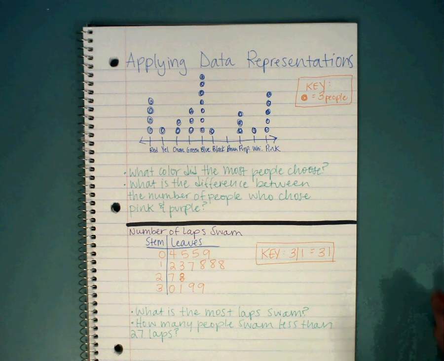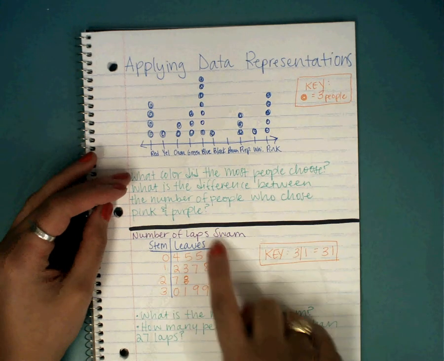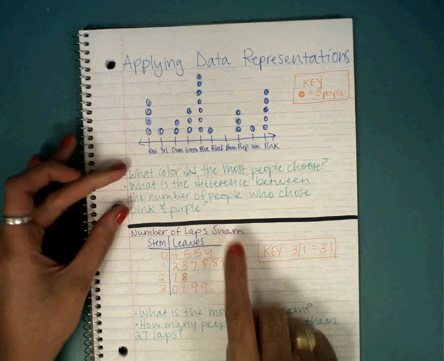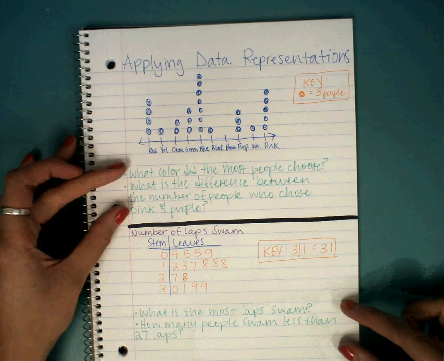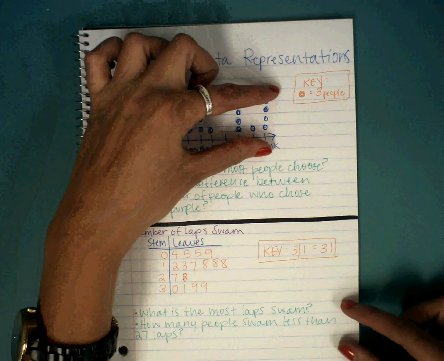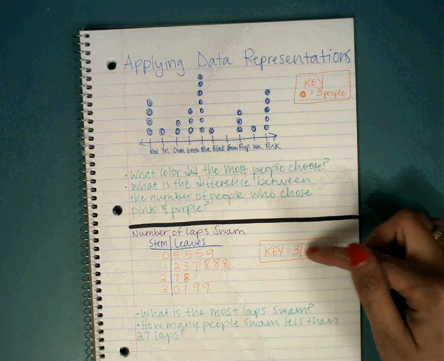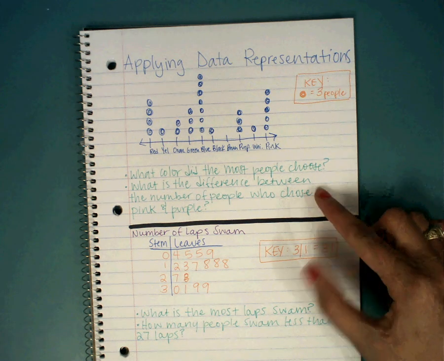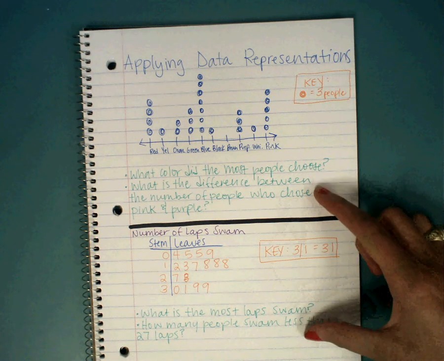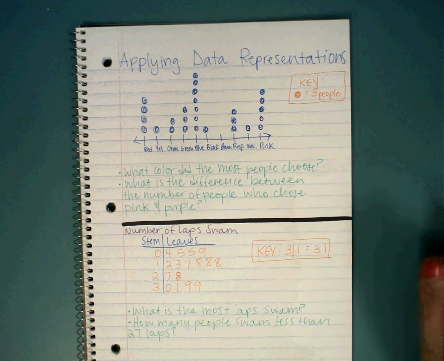So what I want you to do before you do anything else is copy everything that's in blue and orange. Okay, well, this too. But you don't have to copy the questions. Do not copy the questions. All I need you to do is pause this video and copy this chart right here and this key. And then copy this chart right here and this key. You do not need to copy the questions, just so we're clear.